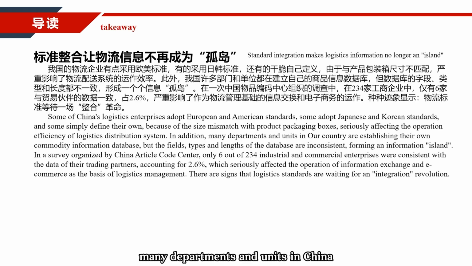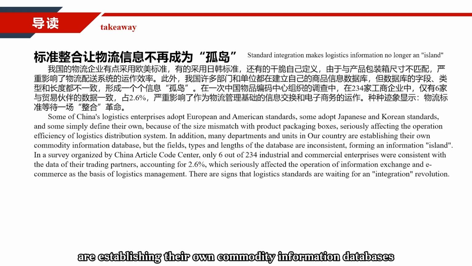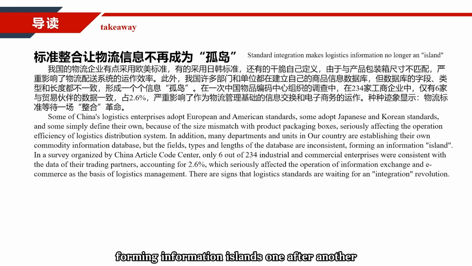In addition, many departments and units in China are establishing their own commodity information databases, but the field types and lengths of the databases are inconsistent, forming information islands one after another. In a survey organized by the Article Numbering Center of China, among 234 industrial and commercial enterprises, only 6 had data consistent with their trading partners, accounting for 2.6%. This seriously affects information exchange and e-commerce operations, which are the foundation of logistics management.